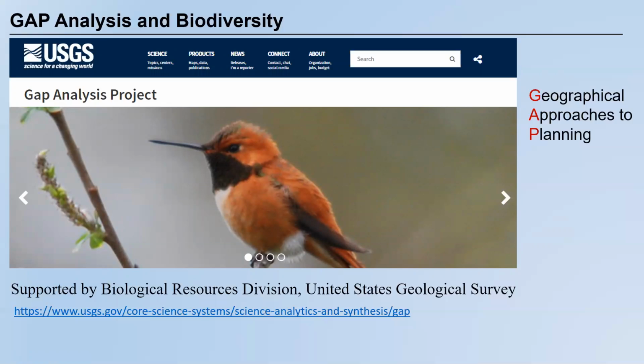project, or you can say this is a community for the study of vegetation with remotely sensed data. It can also be considered as a data source. You can download data from here. Okay, it's called GAP, Gap Analysis and Biodiversity. GAP stands for Geographical Approaches to Planning. It is supported by the Biological Resources Division of the United States Geological Survey. And here is the website.